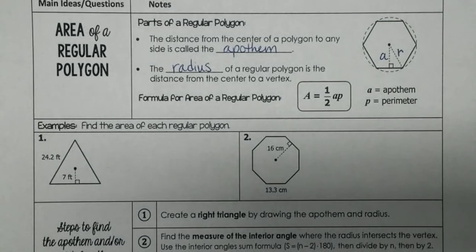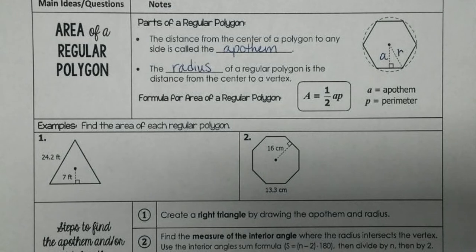So it gives us the formula for an area of a regular polygon, and that formula is A equals 1/2 times the apothem times the perimeter of the figure. So you have to know what the sides are to find the perimeter, and then you just multiply that side length by however many sides that figure has, since they're all the same length.